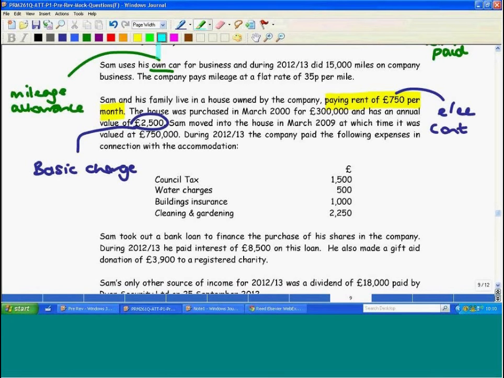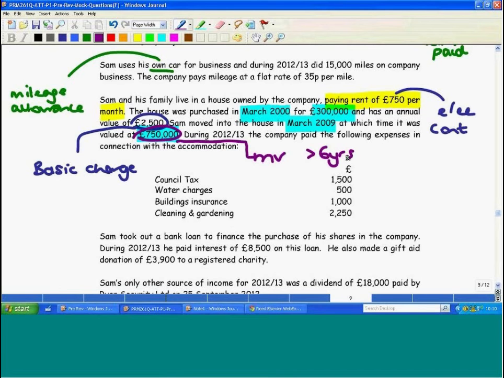Now, what we're told here to help us with that 6-year rule is the house was purchased in 2000 for $300,000. He's moved in March 2009 when it's worth $750,000. So what they're looking for here is for you to recognise that he's moved in more than 6 years after it was bought by the company, and therefore you're going to use the market value rather than the cost.